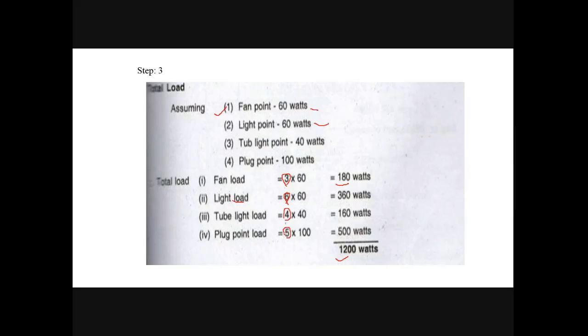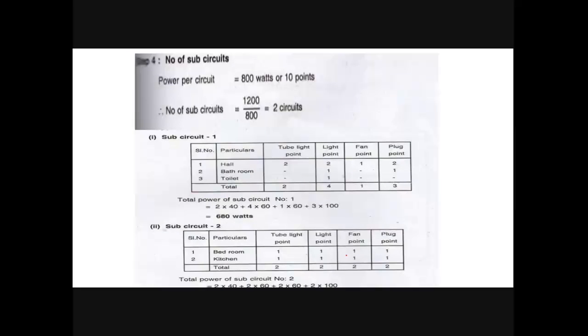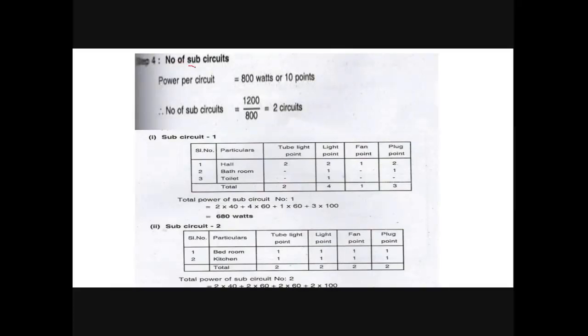So, for the plug point, 5 plug points are available, and 5 we have to multiply with 100, it comes as 500. So 500 plus 160 plus 360 plus 180, it comes as 1200 watt. Now what we have to do? We have to find out the number of sub circuits. Now let's say power per circuit is 800 watt or 10 points.